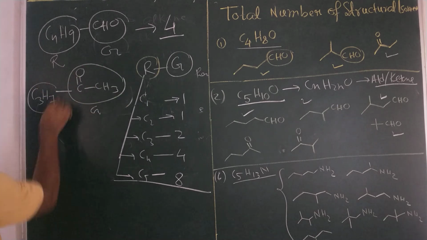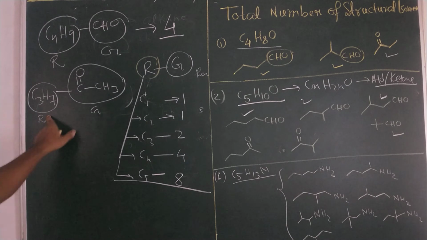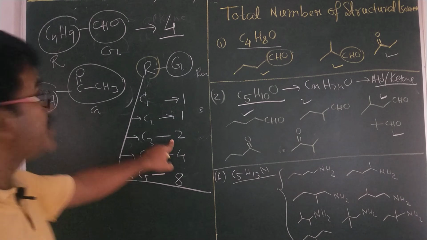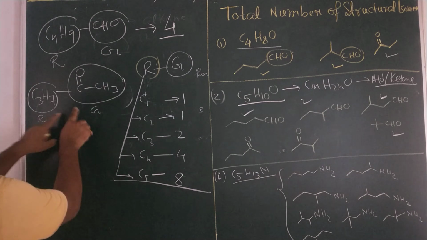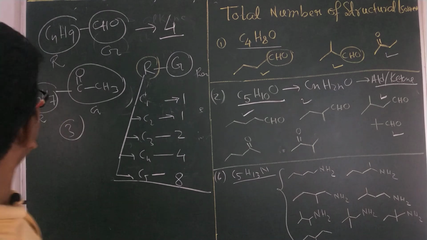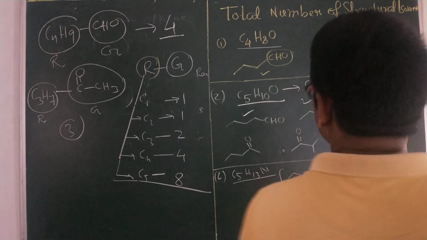This is the G part, this is the R part. In the R part, how many carbons are there? 3 carbons. For 3 carbons, how many isomers? 3 isomers. I have drawn that. For 3 carbons, there can be 3 isomers.